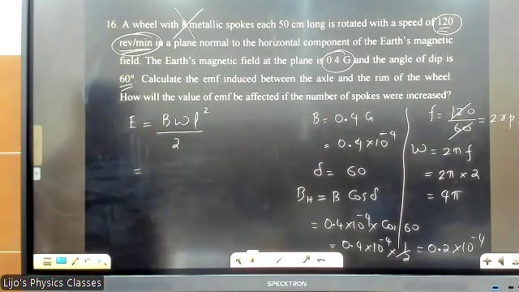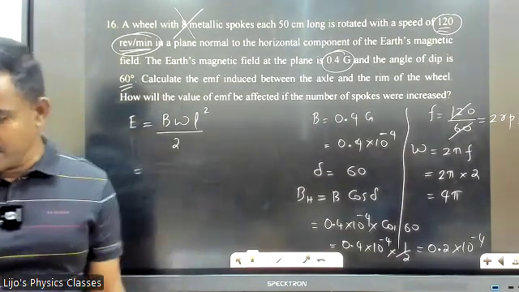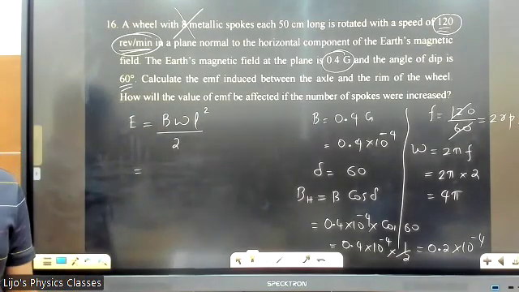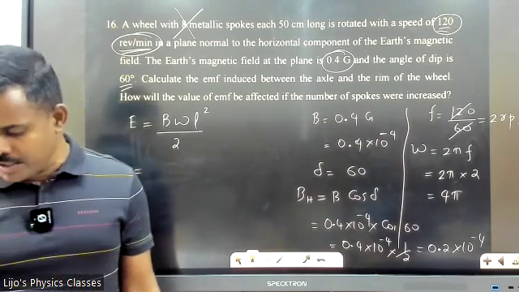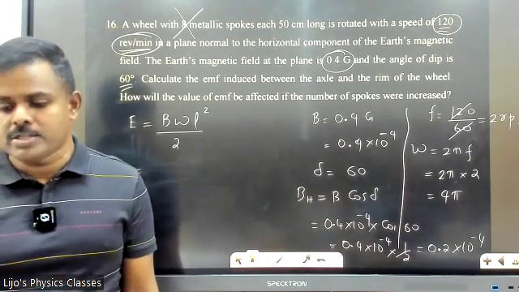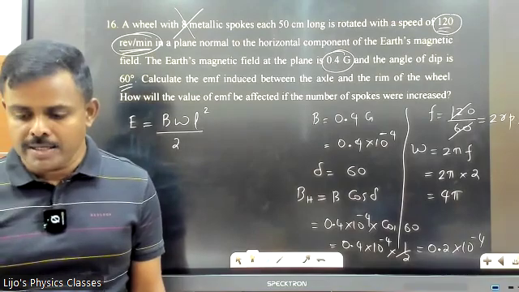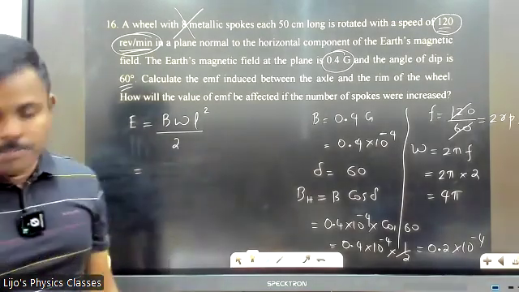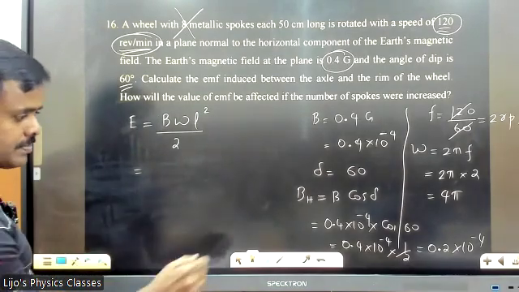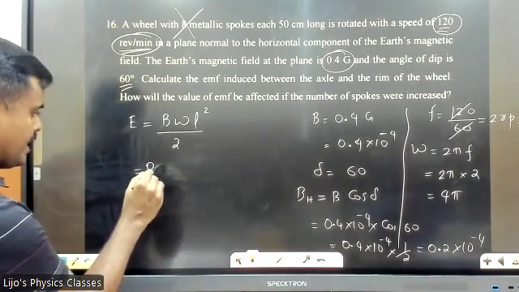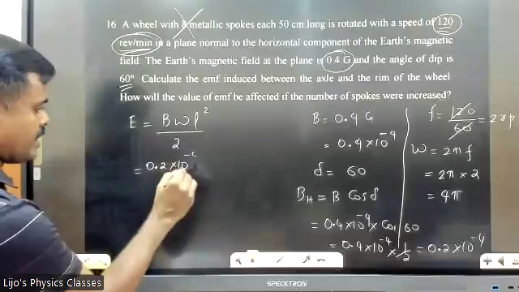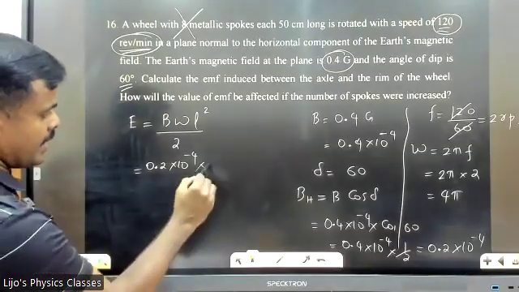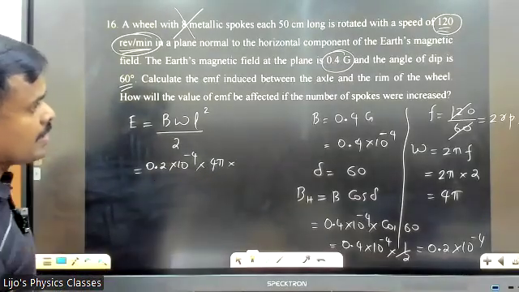Rotating conductor, what is the equation? B omega L square by 2. Can you say it again? Rotating conductor, what is the equation? B omega L square by 2. Correct? Rotating conductor, the equation is B omega L square by 2. B value is there, 0.2 into 10 raised to minus 4. Omega is there, 4 pi.